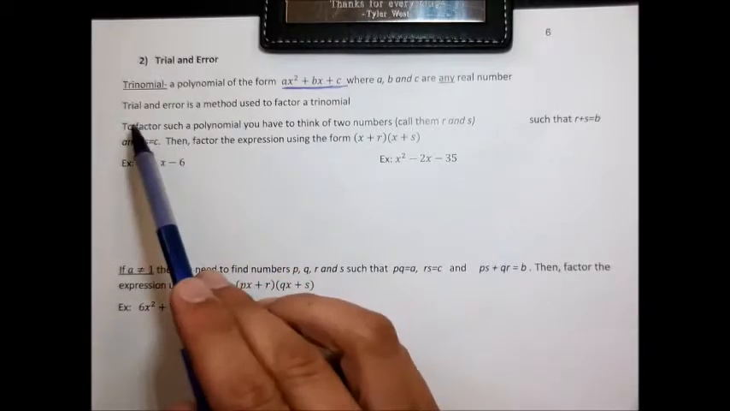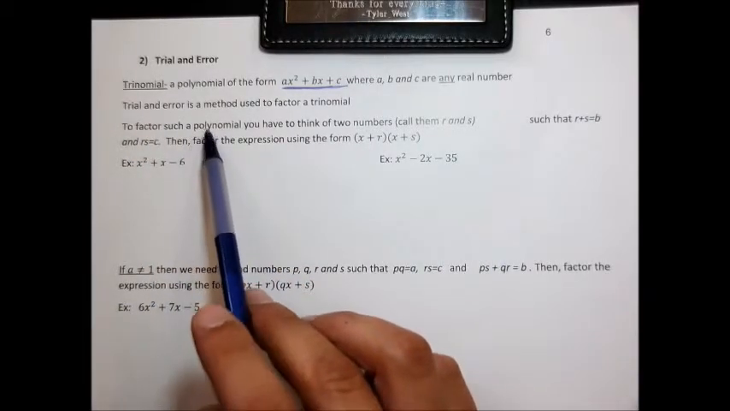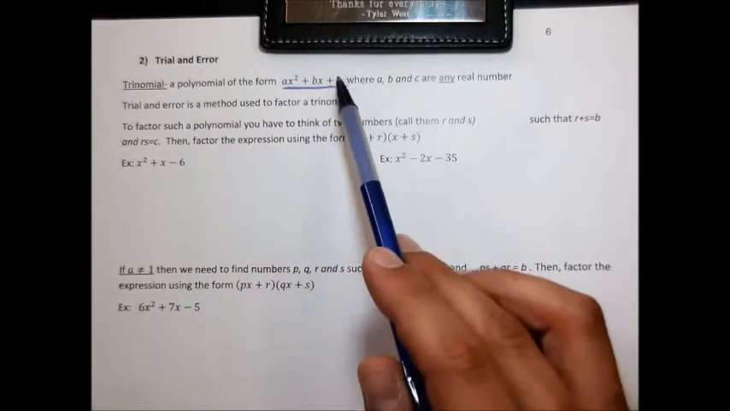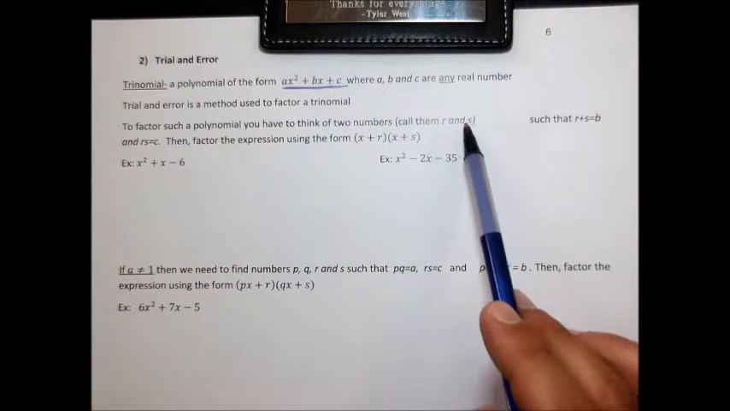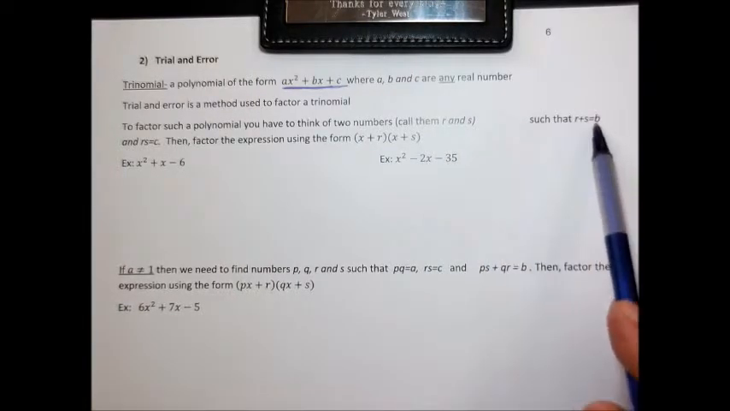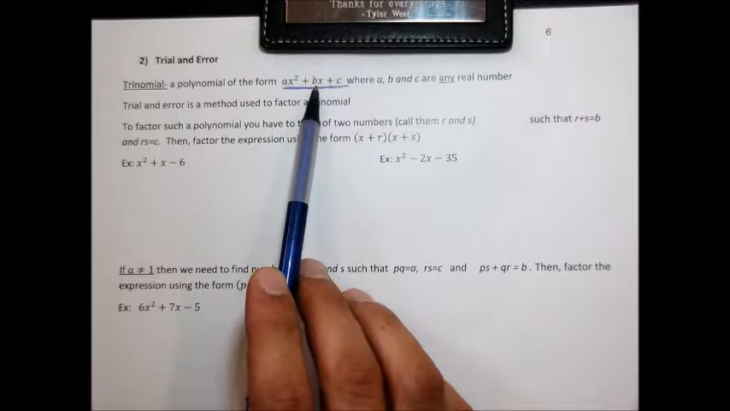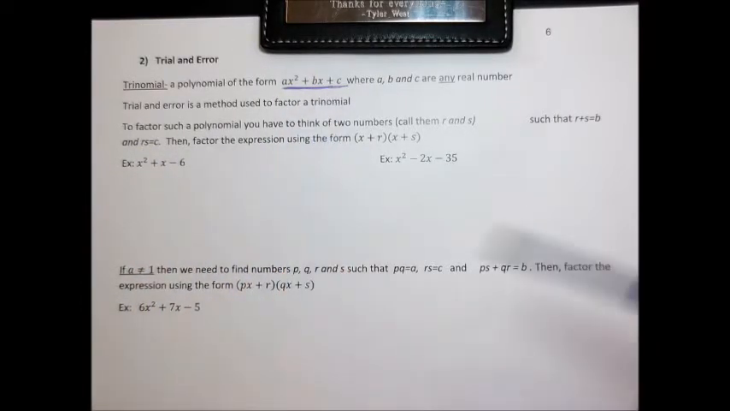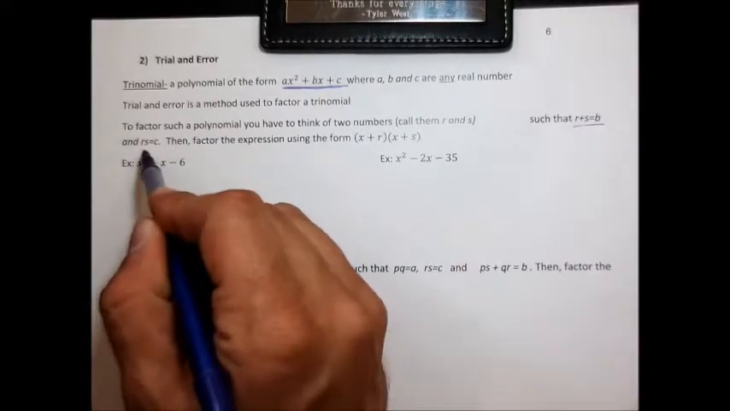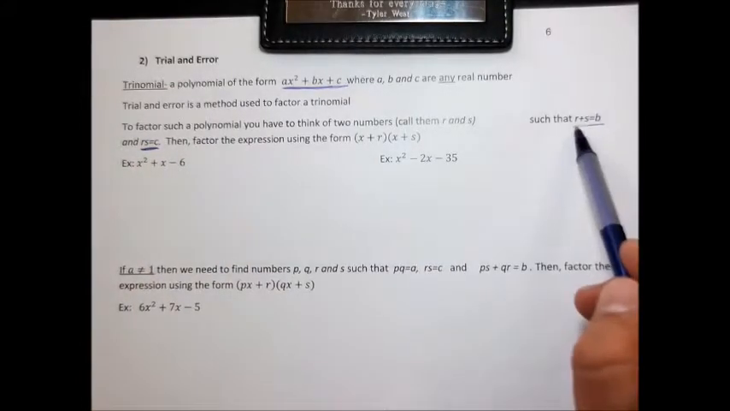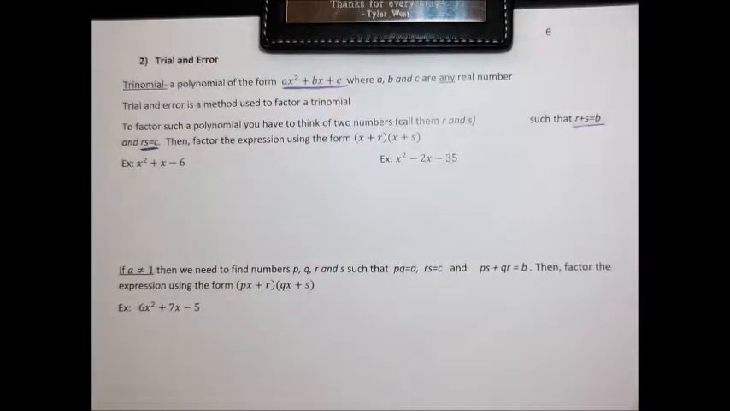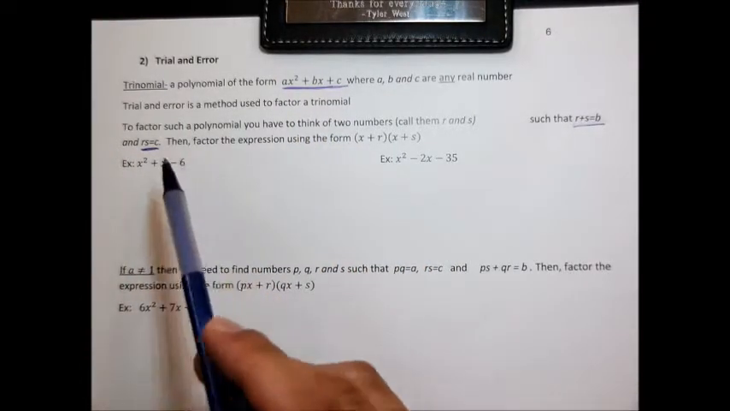Okay, so to factor these kind of polynomials, we usually have to think of factors of the last number c, and I'll call those factors r and s, such that you add those numbers together to get the middle number b, right? And you multiply those numbers together to get the last number c. And so we want to think of factors of c that add up to b, right? So factors of the last number that add up to the middle number. And so I'm sure you're all familiar with this, but just a little reminder here.